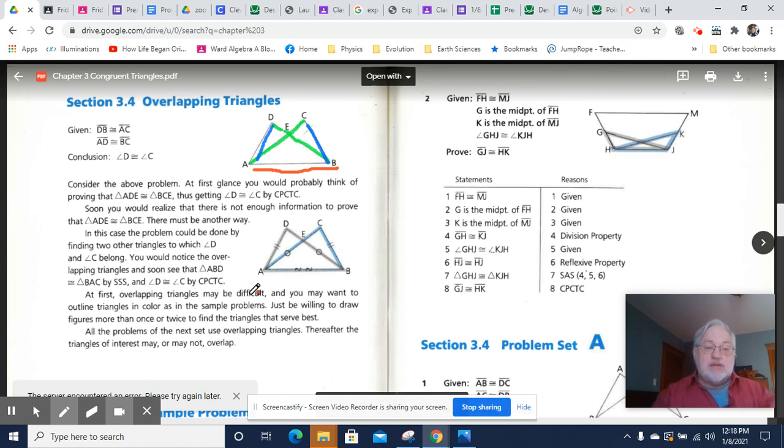This is definitely one of those cases where it would be useful to color code that overlapping triangle and that overlapping triangle with different colors. So I might draw that triangle like this, and then I might use a different color to draw this triangle here, and then I would start labeling the different parts that are congruent.